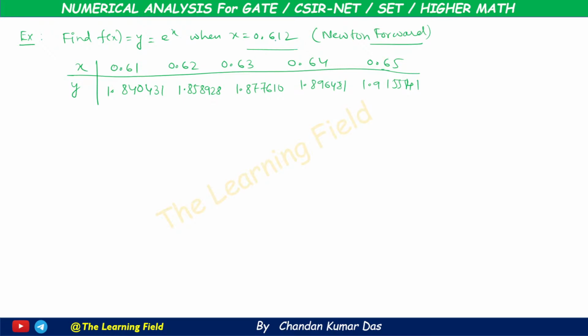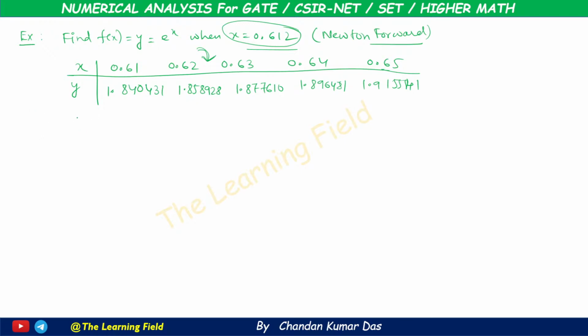See, the position of this point 0.612 is in between 0.61 and 0.62. That means this point is situated at the forward part of the table. That's why here we use the Newton forward interpolation formula. Now we have to find the difference table first. We have to write the difference table first.